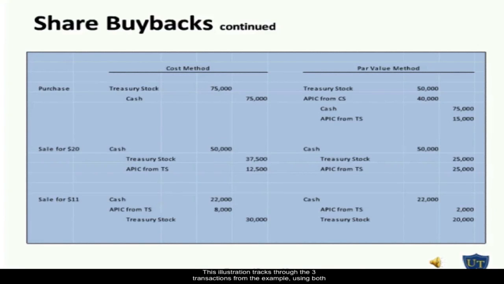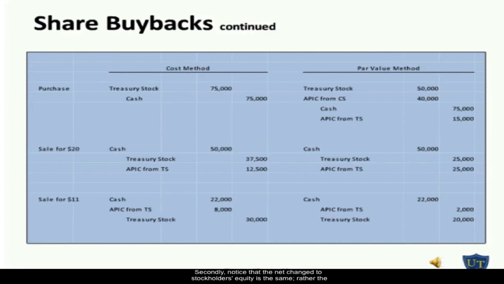This illustration tracks through the three transactions from the example using both the cost and the par value method. The big picture items to note here: number one, the substance of the transaction remains the same. As you compare transactions between the cost and the par value method, notice that the cash flow is the same. The economic reality of this transaction or any other transaction is not affected by the accounting method that's selected to reflect that on the financial statements.